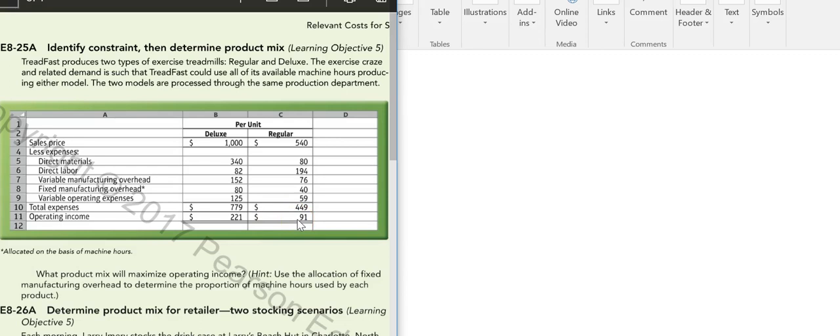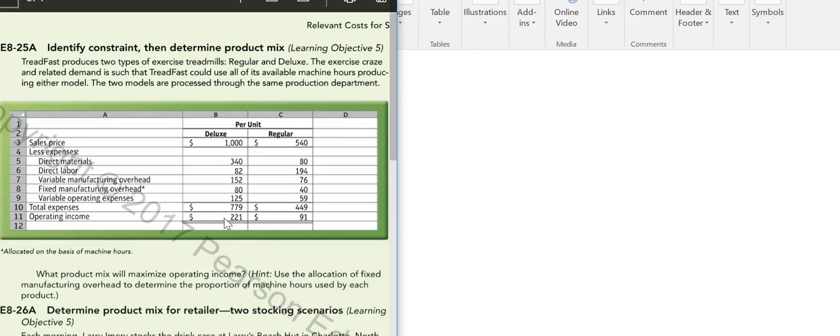So apparently it seems that producing and selling the regular model looks more profitable. Even if you take their overall sales price and the expenses per unit for each model, you will see that the deluxe one is making more operating income. Right, so that means deluxe will be more profitable. Now we need to check if there is any resource constraint, and after incorporating that resource constraint information, which model would be more profitable.